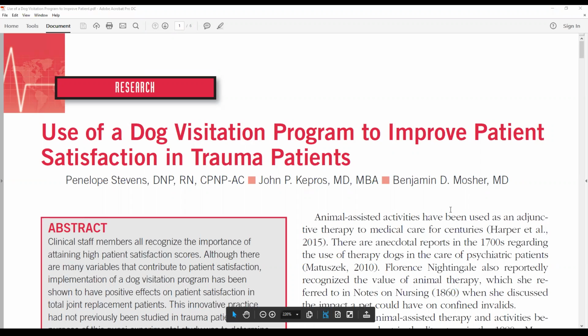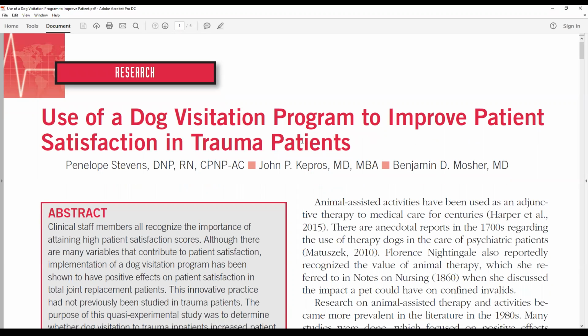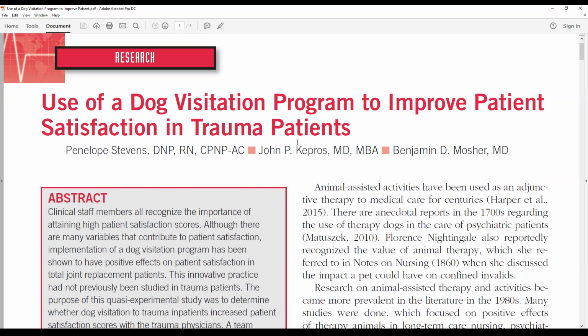Okay, so I like this article a lot. It's a very simple article, but it's a good example of how to get started. You can see the article, right? Use of a dog visitation program. Yes. Okay, great. So if we were deciding whether we wanted to use this article for research, this title is pretty straightforward. It wouldn't take a lot of time if you had to look some words up, but I doubt anybody would.